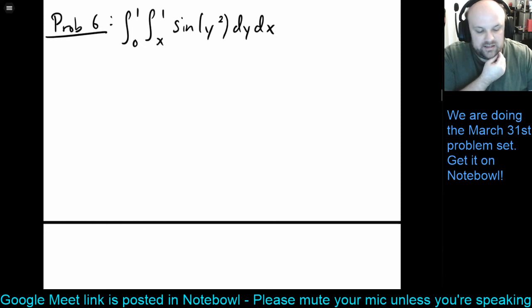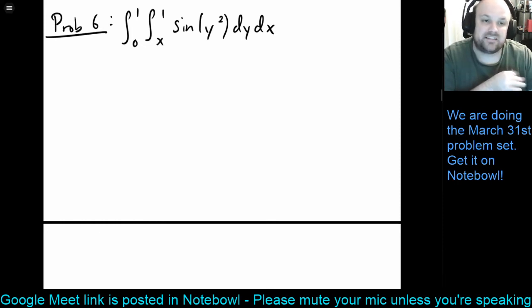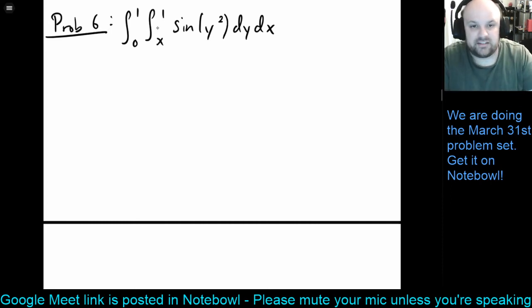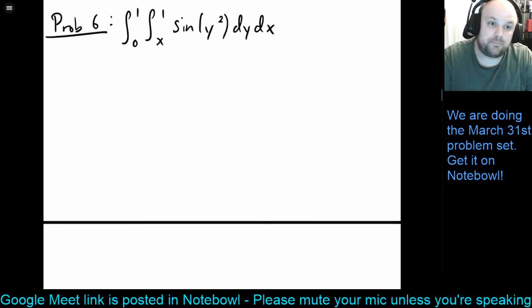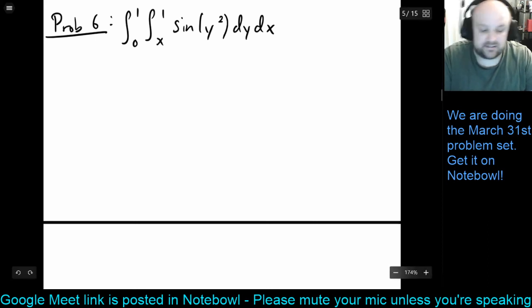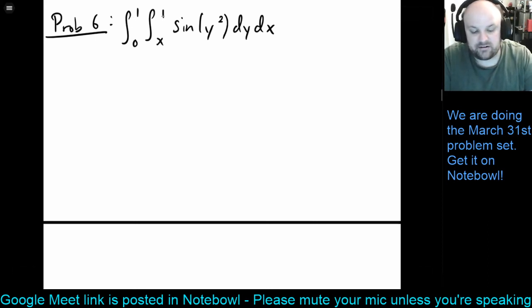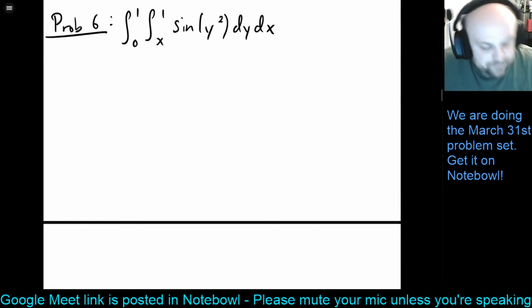Well, if we can't integrate this with respect to y, maybe we should try to integrate with respect to x first. But in order to do that, we have to know what the region of integration is. If we're going to switch the bounds, we have to know what the region looks like, because we can't just take these two integrals and flip their order. That won't be a valid answer, because you'll have variables out here and numbers in here, which doesn't make any sense at all. So let's figure out what we're looking at here.